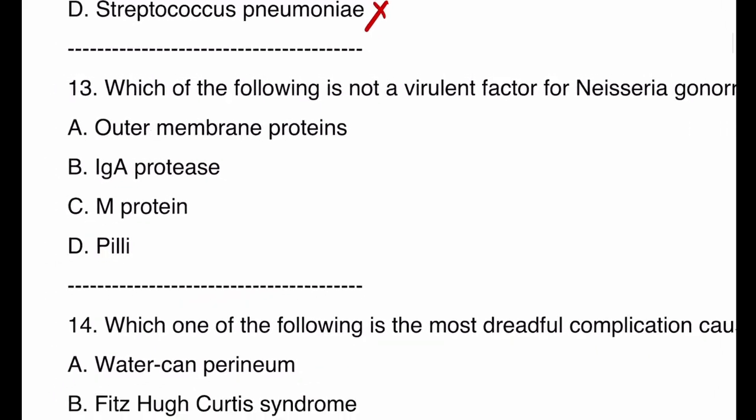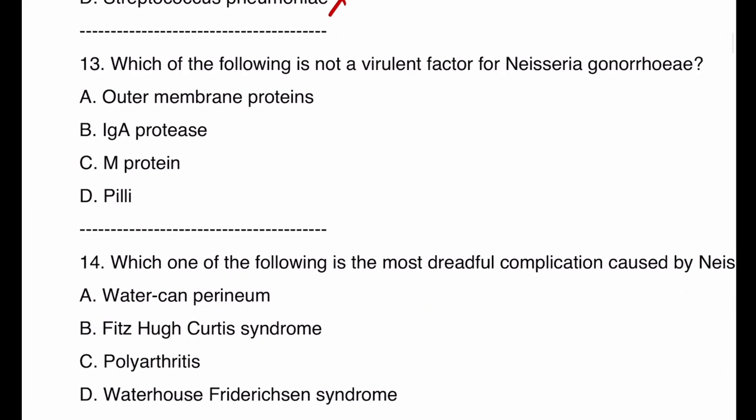Okay, which of the following is not a virulence factor for Neisseria gonorrhoeae? IgA protease is mediated, yes. Pili type 4 is there, and outer membrane protein containing lipooligosaccharide, which is important. M protein is for Streptococcus pyogenes.